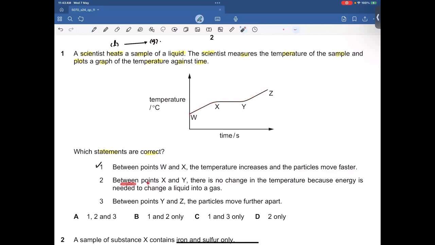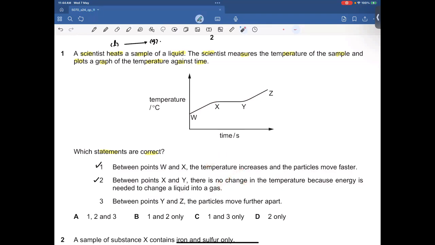Next, between point X and Y, there is no change in temperature. That's true, because energy is needed to change a liquid into a gas. The second statement is also true. We have done these two statements in the class, right?